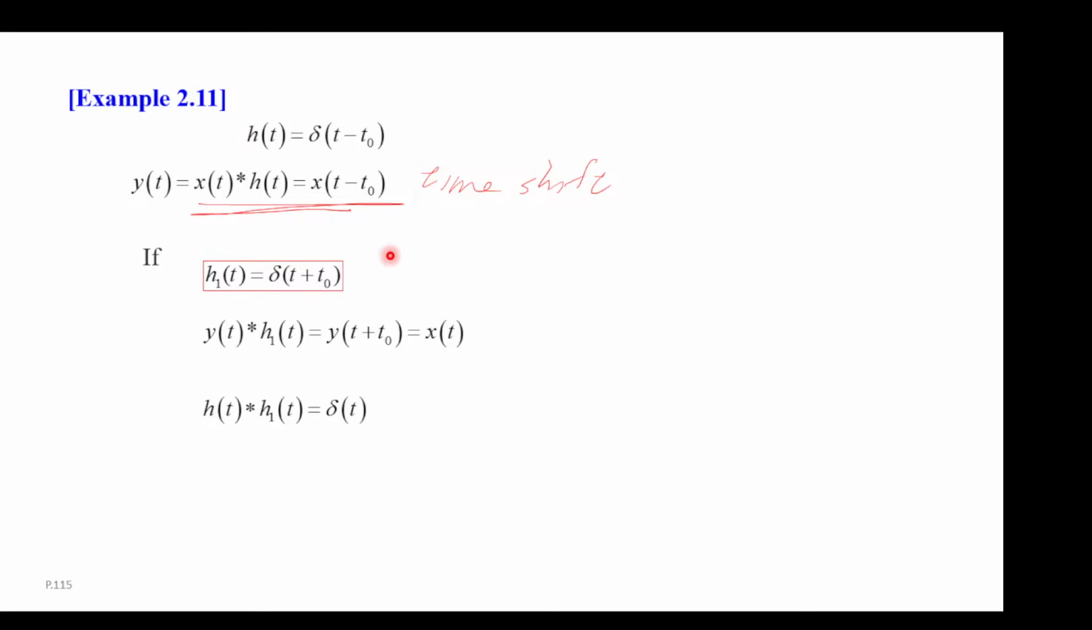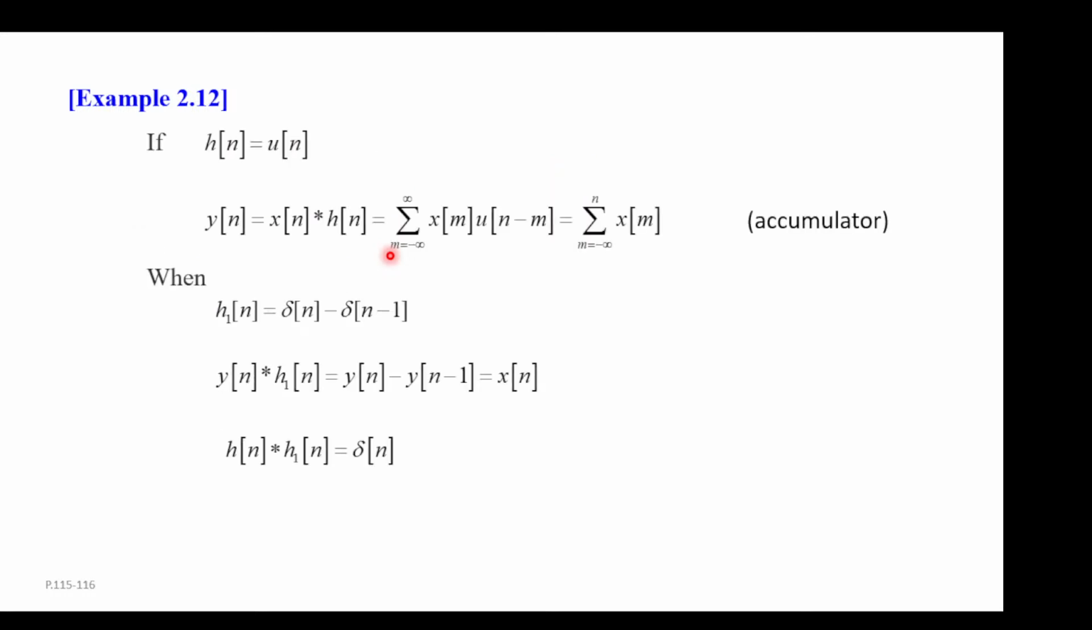Okay, questions? Now let's see more examples of invertible systems. This is a more complicated system. So h of n, we actually see this a lot. h of n equal to u of n. We're seeing a lot of convolution with this u of n.